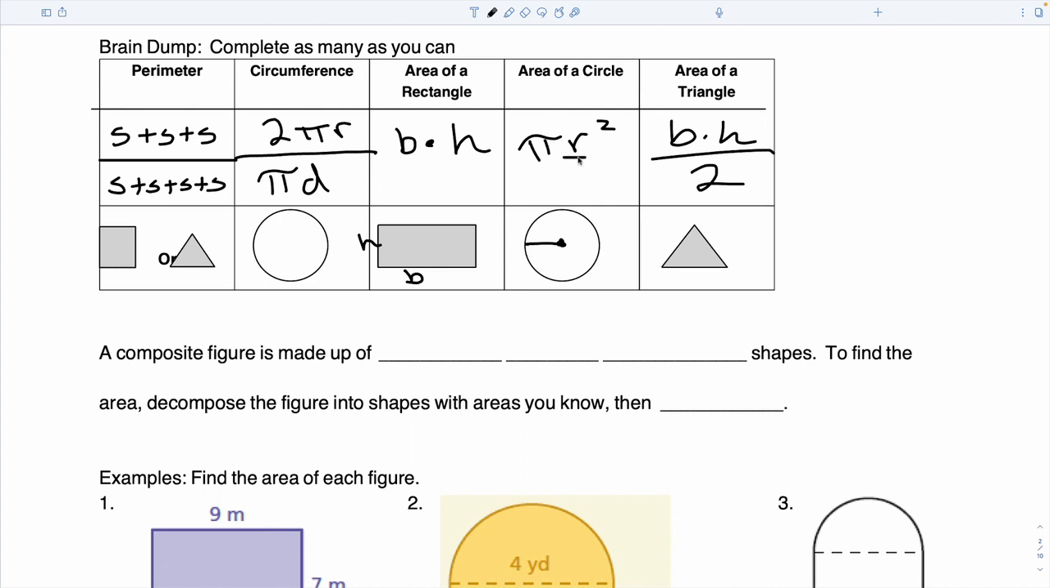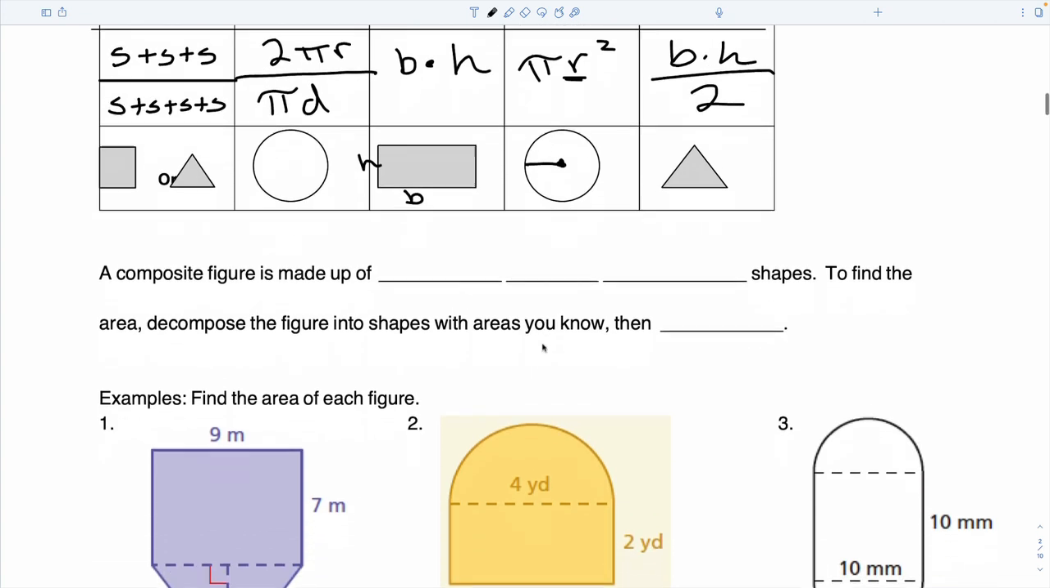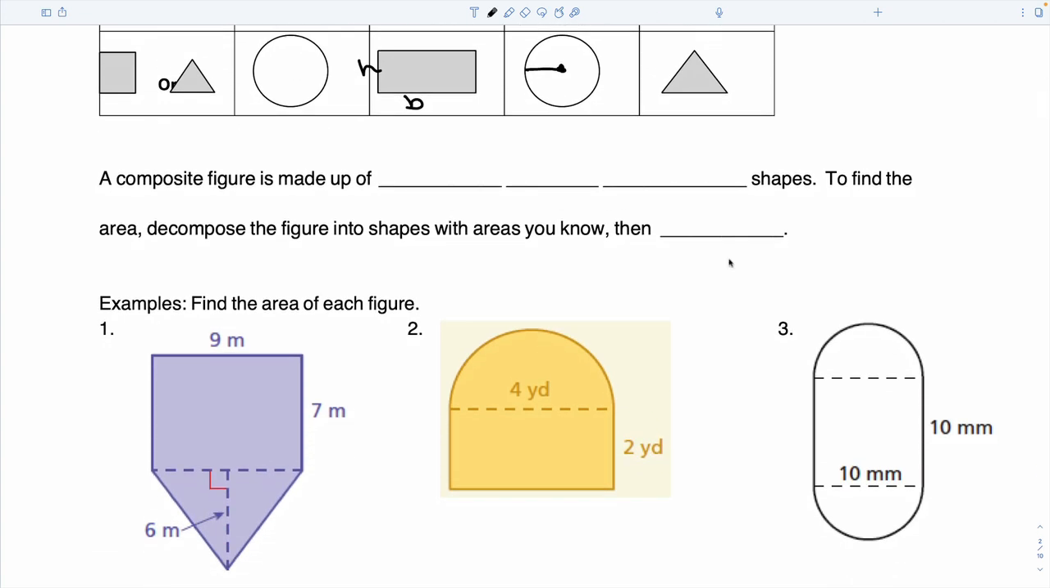You only use radius. Composite figures are figures that look kind of cool and funky and possibly a little bit scary. They are made up of more than 1 shape. To find the area, you're going to break this apart and just look at it into 2 different shapes, then add them together once you have the 2 shapes.